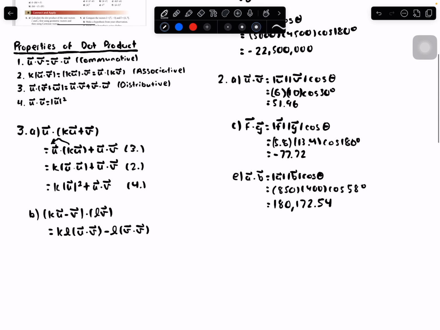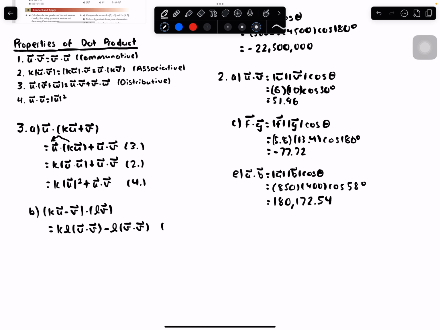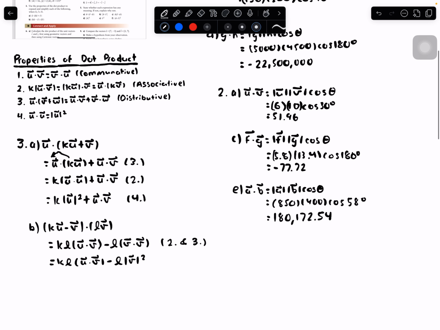I'm using 2 and 3 in combination, all in one step. And then this becomes kl(u dot v) minus l times the magnitude of v squared. That's by 4.